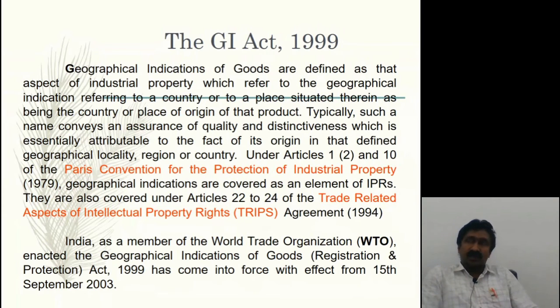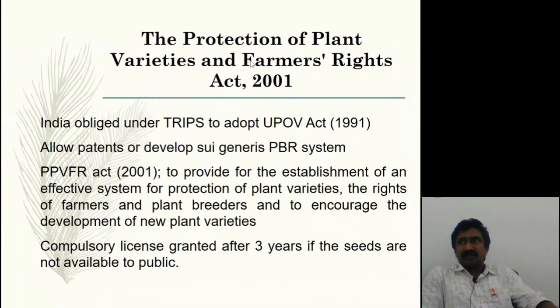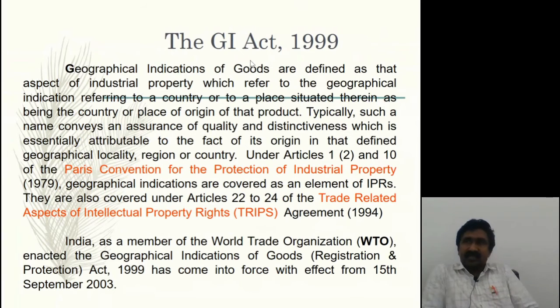India, as a member of the World Trade Organization, enacted the Geographical Indications of Goods (Registration and Protection) Act in 1999, or GI Act 1999, which came into effect on 15th September 2003. India enacted it in 1999, but it was enforced in the country on 15th September 2003. From that point onwards, protection of geographical indications is available. Some examples are Kanchipuram silk, Aranmula Kannadi.